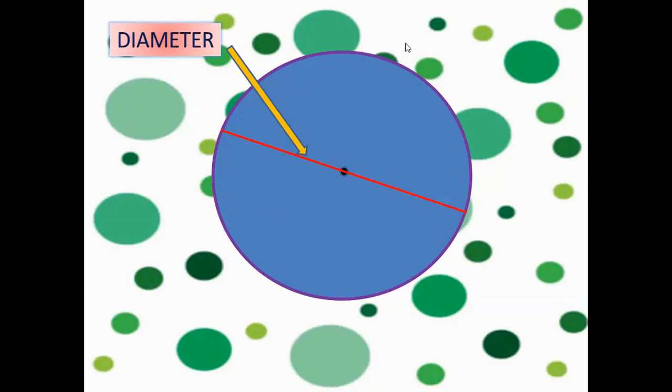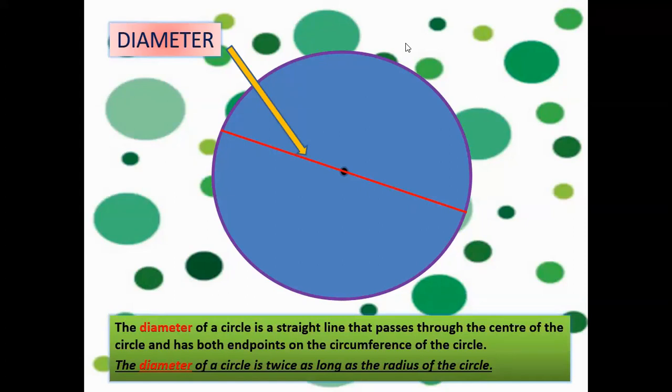Okay, the diameter of a circle is a straight line that passes through the center of the circle and has both endpoints on the circumference of the circle. The diameter of a circle is twice as long as the radius of the circle. So good job to all of those that said the diameter of a circle is a straight line that passes through the center of the circle.